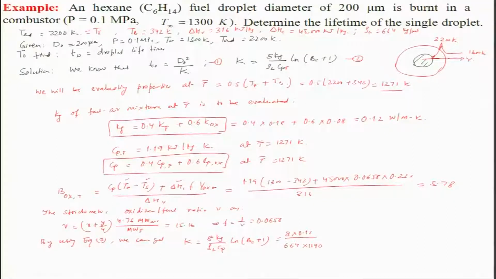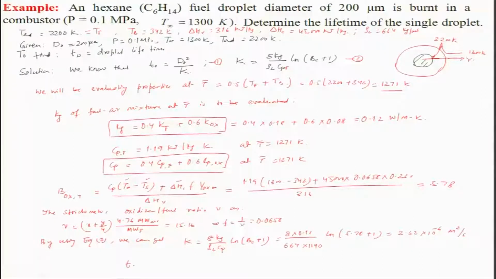Cp, this is in kilojoule, I am putting it in joule. So, this will be ln of 5.78 plus 1, and you will get a very small value, 10 power minus 6 meter square per second. This is meter square per second, so it will be very small. You can look at this as the burning rate constant.